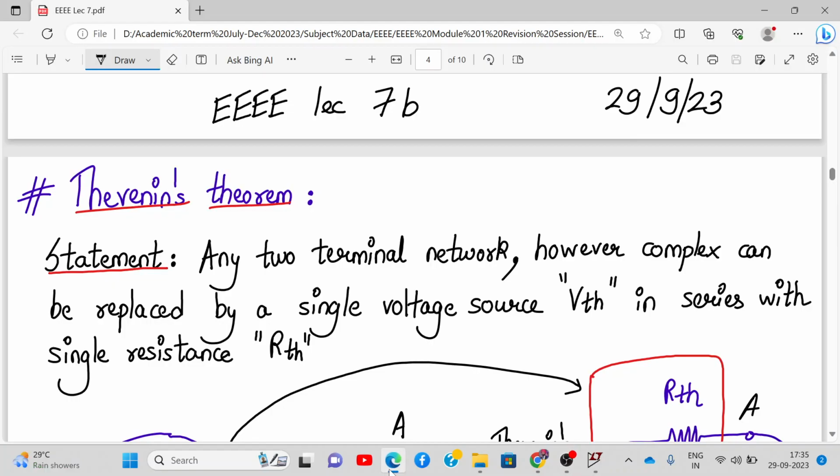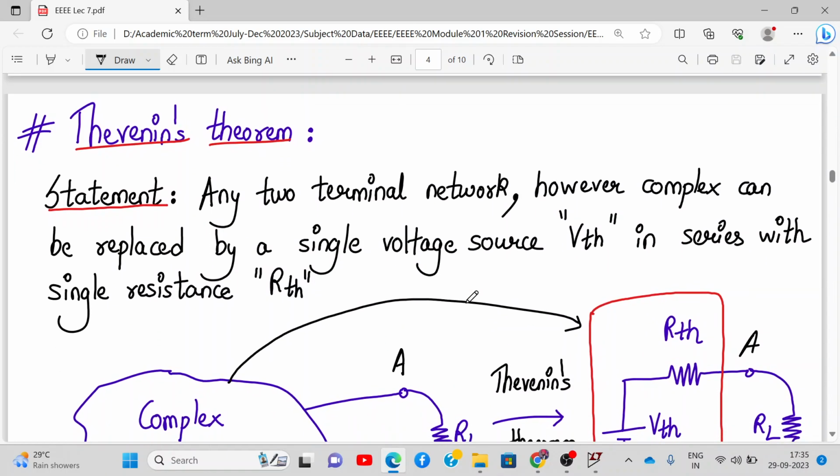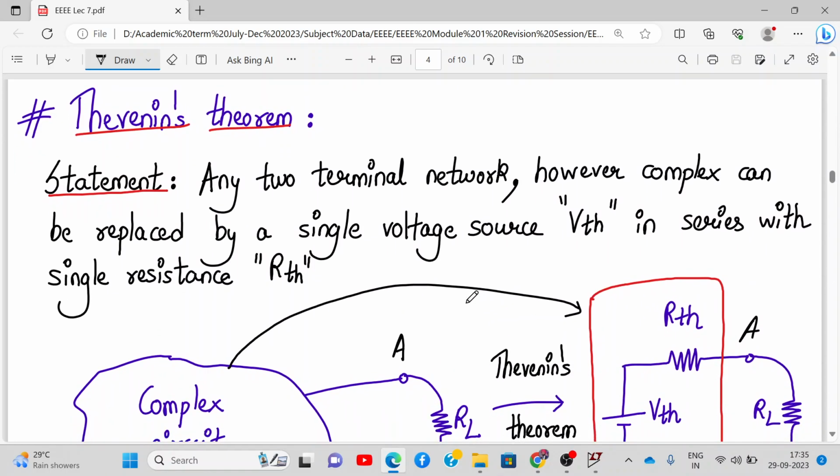Hello everyone, welcome to EEEE lecture number 7b. Today we are going to start with network theorems, that is, first is Thevenin's theorem.